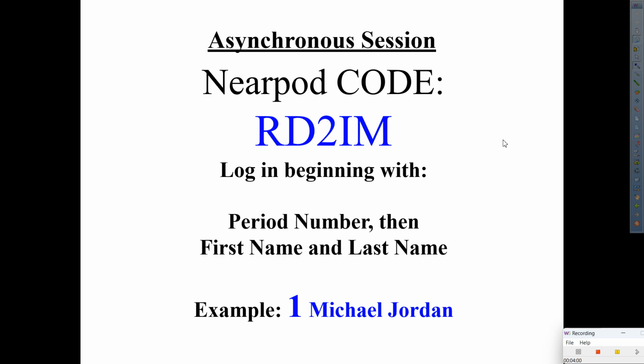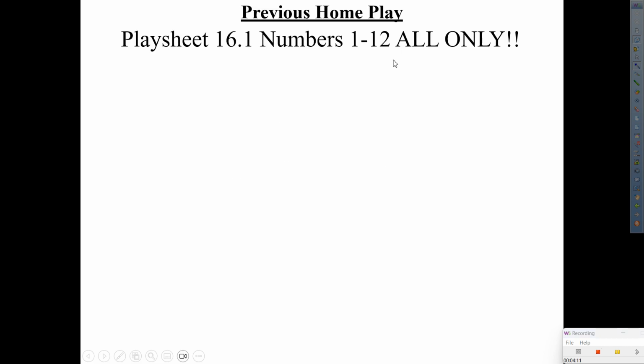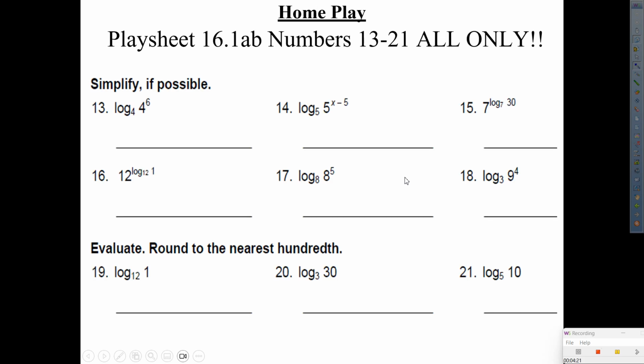All right? Last night's home plate were 1 through 12. Go to Canvas, turn that in. There's a new module titled Logarithmic Functions. Go in there. It should be in there. Tonight's home plate is these. There are only 9 of them. And we're going to cover these properties today.